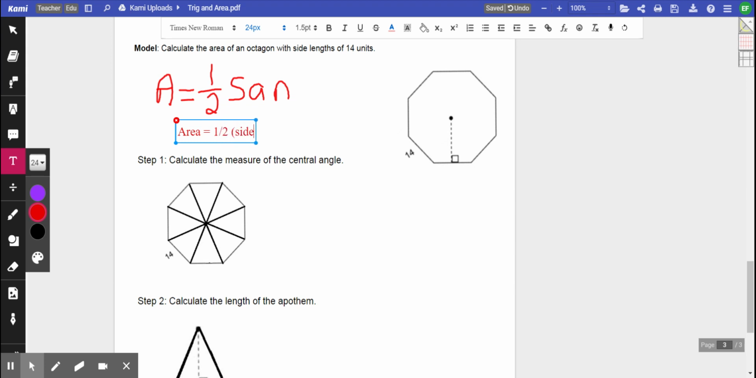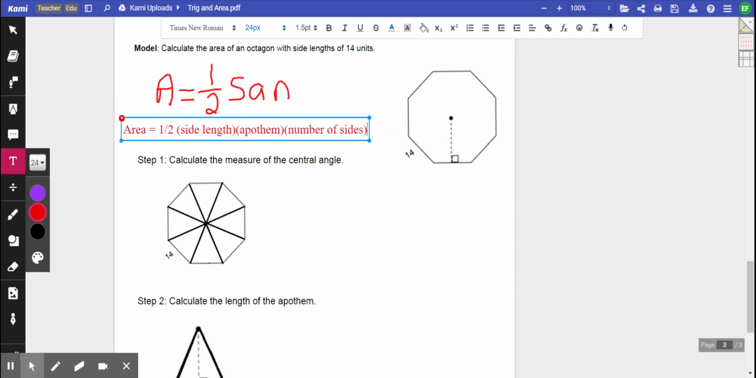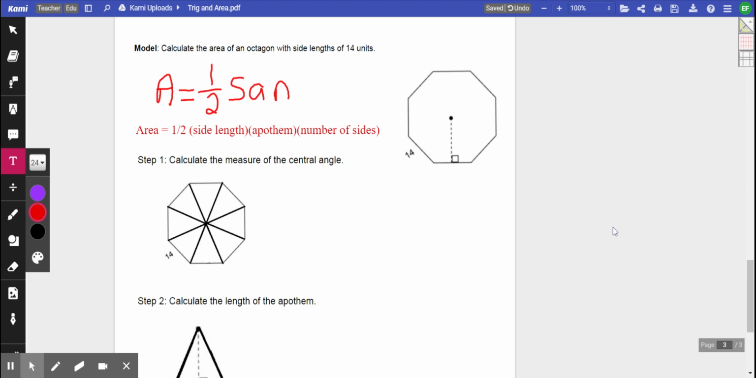1/2 side length. And this again is a regular shape, so all the sides are going to be the same length. Apothem, I will point out what that is in a moment. And then number of sides. Depending on which book that you're reading, what teacher you're talking to, this formula changes oh so slightly. Sometimes they write it as 1/2 apothem times perimeter. That's just an abbreviation of the formula because our side length times our number of sides would give us our perimeter. So that's a variation.